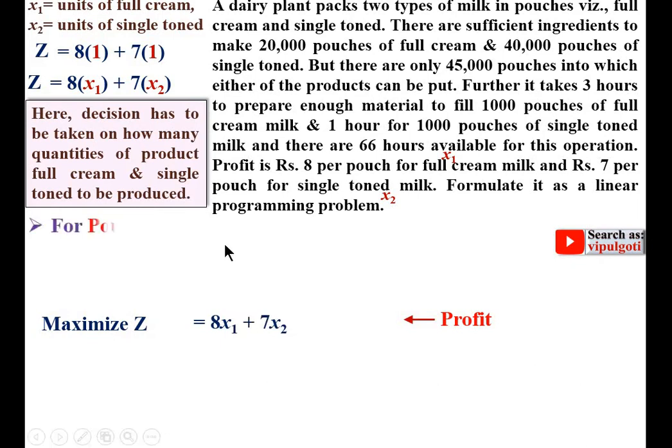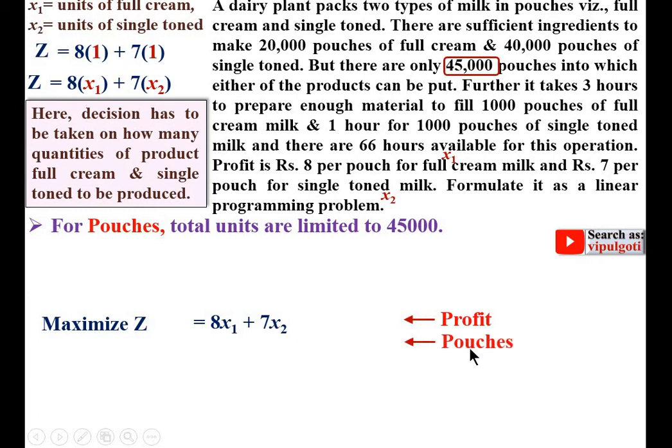Now look at the first constraint. For pouches, total units are limited to 45,000 and that is given to you over here. There are only 45,000 pouches into which either of the products can be put. So the total number of pouches are 45,000 only. So that is the constraint for the pouch. So I can write over here x1 plus x2 less than or equal to 45,000 because this is the maximum limit for the pouch.